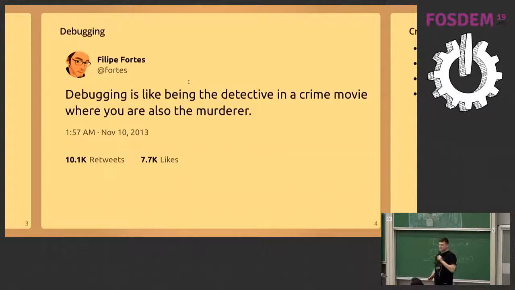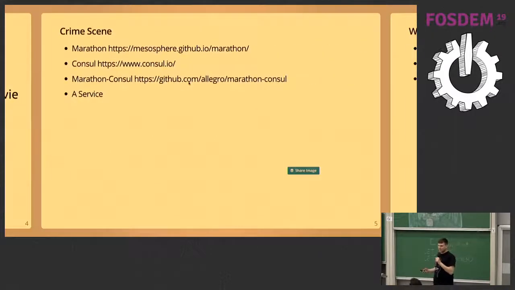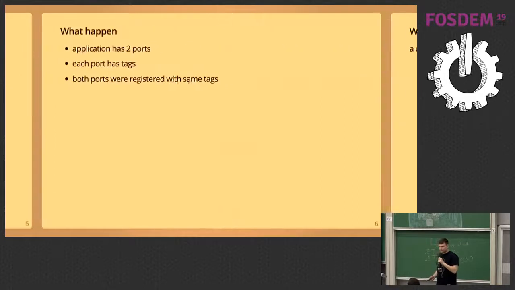At that time, our infrastructure was built on Marathon, which is our application scheduler, and Consul, our service discovery solution. Marathon console ties applications deployed on Marathon to Consul and the service that was deployed. So we had about 300 services, and only one had a problem.